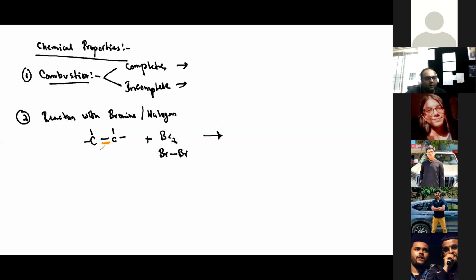So here the double bond will obviously break down. Then the halogen will be added to the alkene. The carbon single bonds were already there, so what is newly added? The bromine.